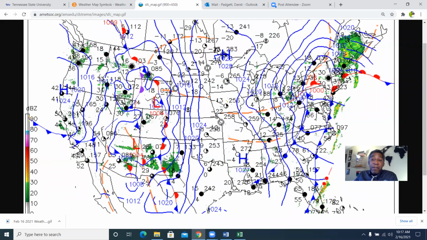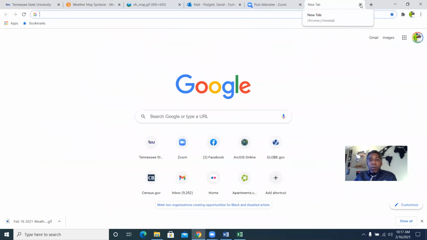The question is, how fast is it moving? How many days should we expect to see these conditions persist? And so what you should do when you start to work on this week's assignment is look at these maps, and then you can go to the national, well, I don't have to click there.